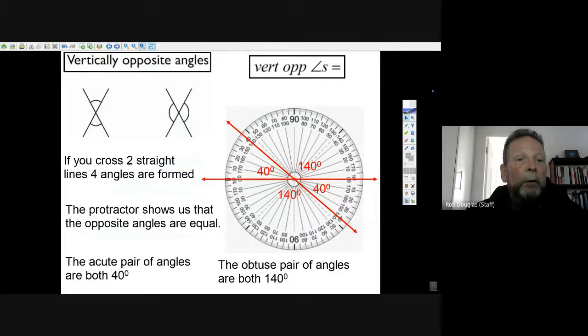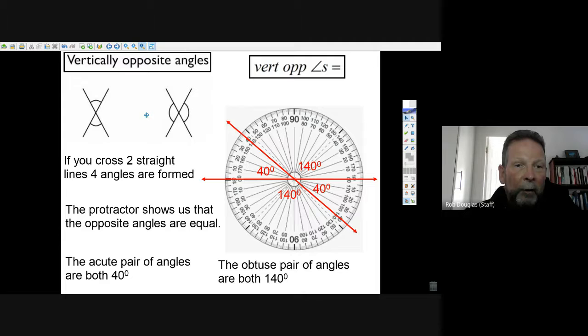Okay, now we're going to look at vertically opposite angles. If you Google vertically opposite angles, the first image that comes up is this picture here. The story is, when you cross two lines, these little marks are showing you that those two angles are equal. Those are acute angles. Those angles are smaller than 90 degrees.